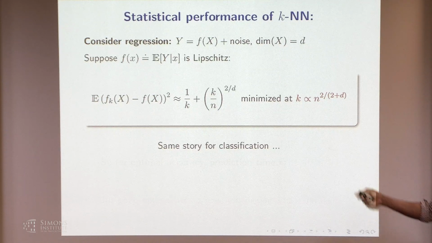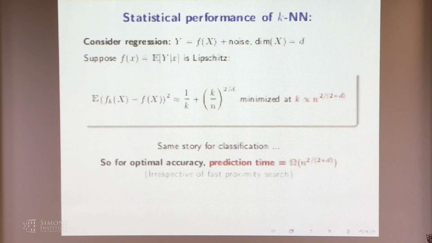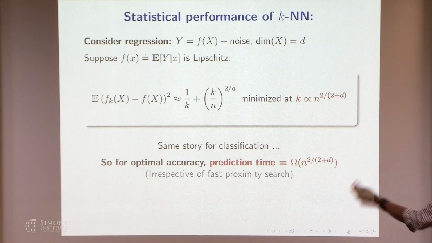If I want to have the best possible error for regression, and then you have the same story for classification. You can do a similar bias variance decomposition and see that you require about the same sort of k. So for optimal accuracy, we'll need prediction time to be about this much, irrespective of the fast proximity search algorithm used. So that's a key point I would like to keep emphasizing, irrespective of the fast nearest neighbor search procedure.